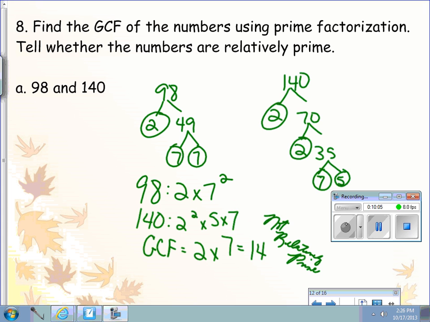Now, as you come back to check your trees, we can tell that they have a greatest common factor of 14. So again, in your directions, it said to tell whether they're relatively prime. So your answer is going to be not relatively prime. You need to be sure and answer the question that's given to you. It's not relatively prime because they both have a common factor of 2 and they have a common factor of 7. 2 times 7 is 14. So they're not relatively prime, as in the previous example.